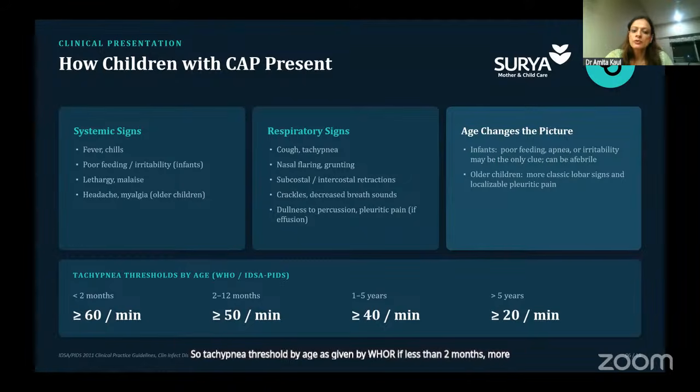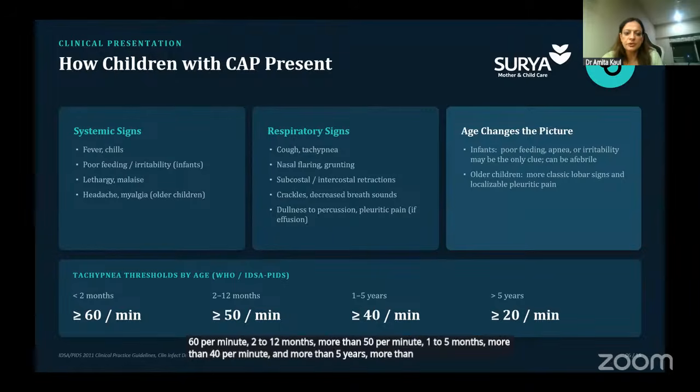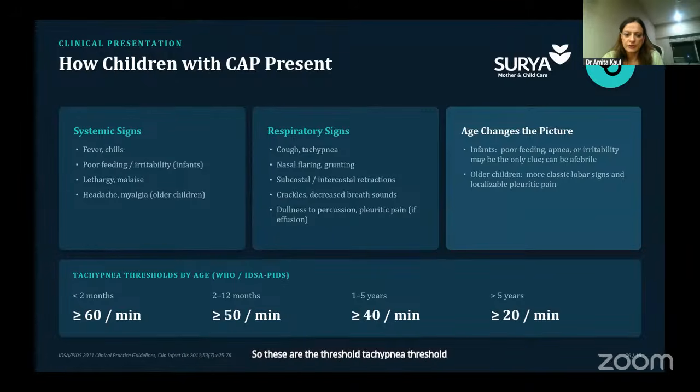So the tachypnea thresholds by age as given by WHO are: if less than 2 months, more than 60 per minute; 2 to 12 months, more than 50 per minute; 1 to 5 years, more than 40 per minute; and more than 5 years, more than 20 per minute. So these are the tachypnea thresholds by WHO.